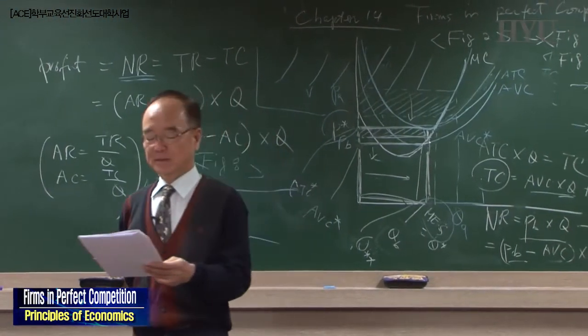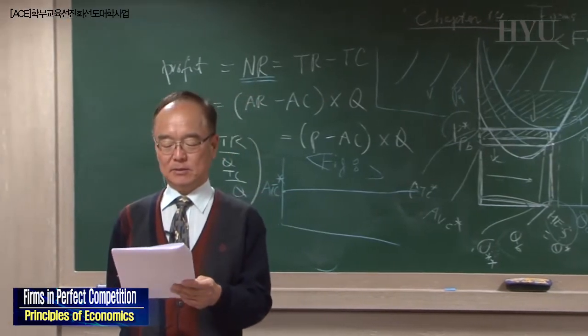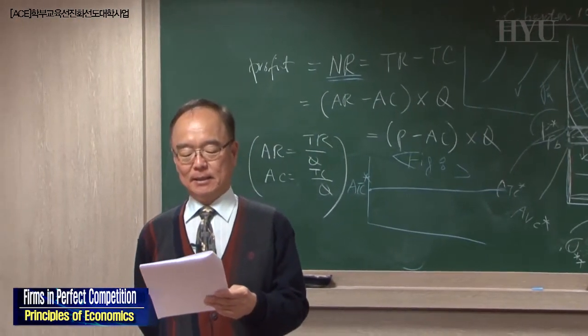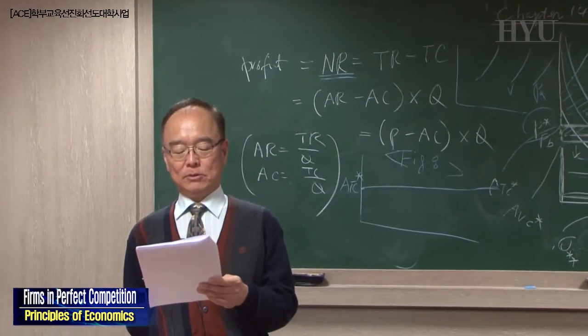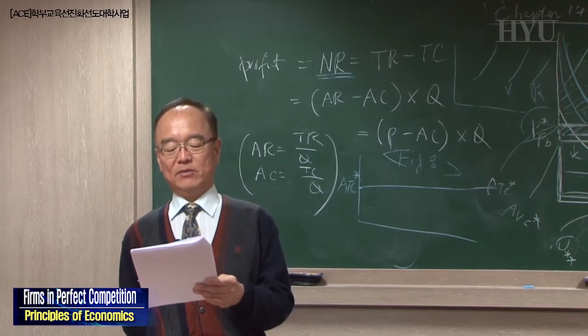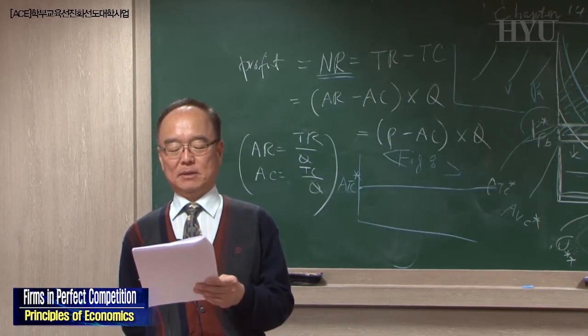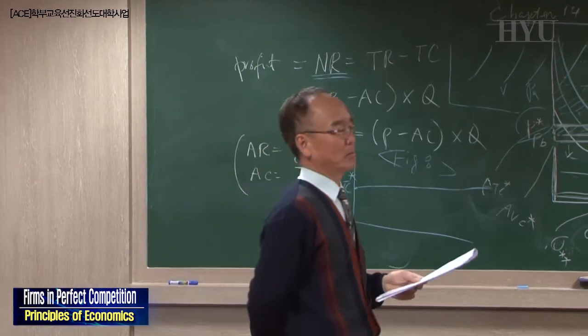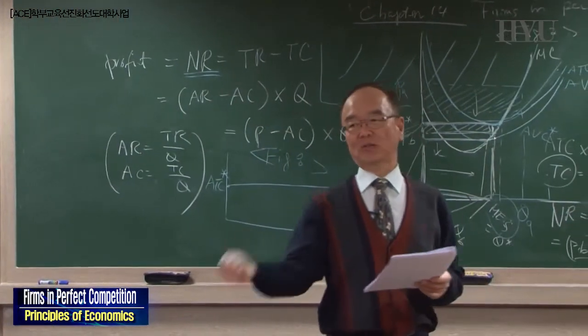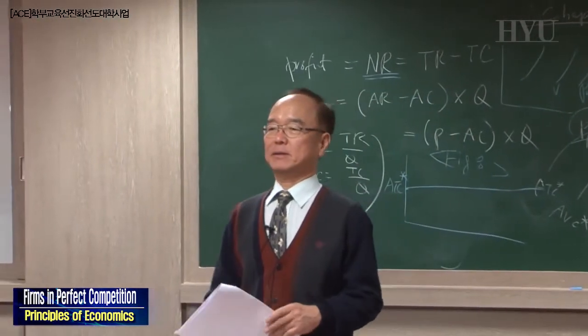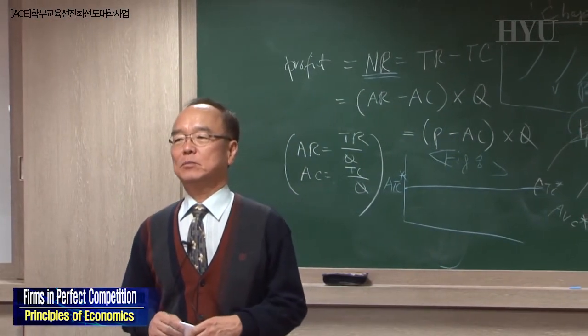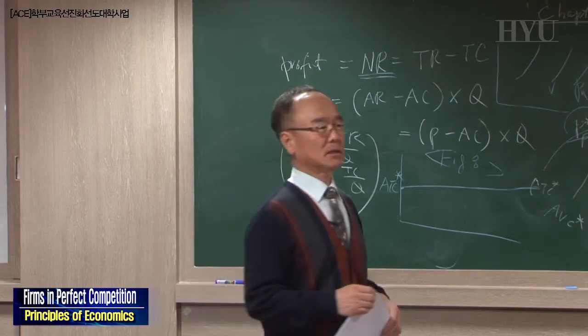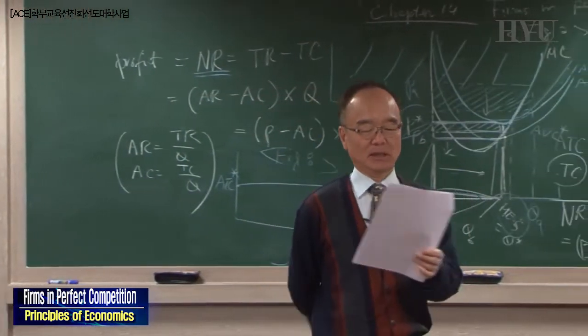Okay, the definition, I refer you to page 290. One point I want you to know is there are entry barriers, and there are two types of barriers: entry barriers and exit barriers. So the barriers define the competitiveness in the marketplace.